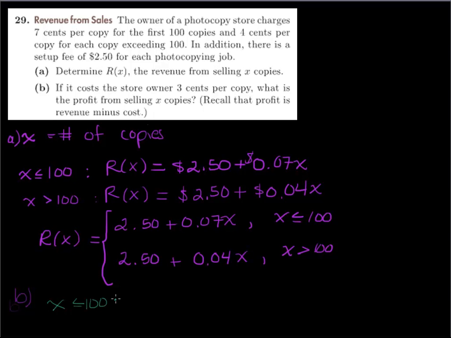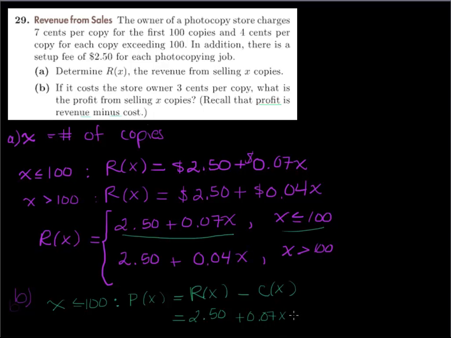Then my cost function, just like this says here, profit is revenue minus cost. So that means profit, let's call it P of X, is revenue minus cost. So in this case, what's my revenue? Well, I want to pick this one here because I'm looking at when I am less than or equal to 100 copies. That'd be 2.50 plus 0.07x. That's the amount of money I'm making on each copy. Then I need to subtract the 3 cents per copy, okay? And I can go ahead and combine these two together if I would like.